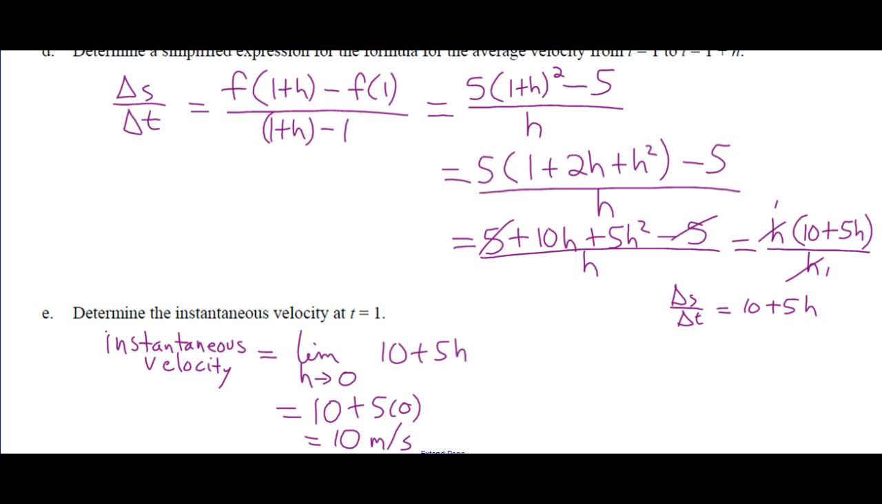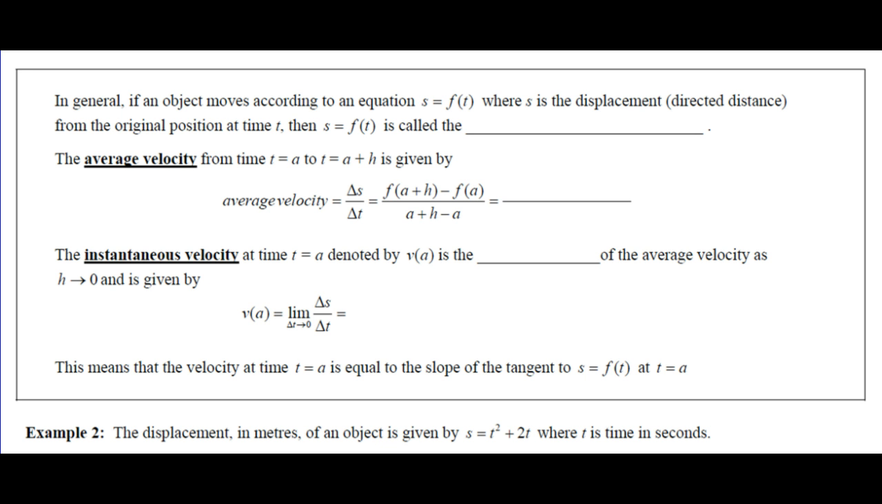So what does that tell us? The slope of the tangent line at a time of 1 second is 10. Okay, so that's the instantaneous velocity, the slope of the tangent line at t equals 1. In general, if an object moves according to an equation s equals f of t, where s is the displacement, which is a directed distance from the original position at time t, then s equals f of t is called the position function. Okay, so it's a position function, right? It's going to tell us where it is.